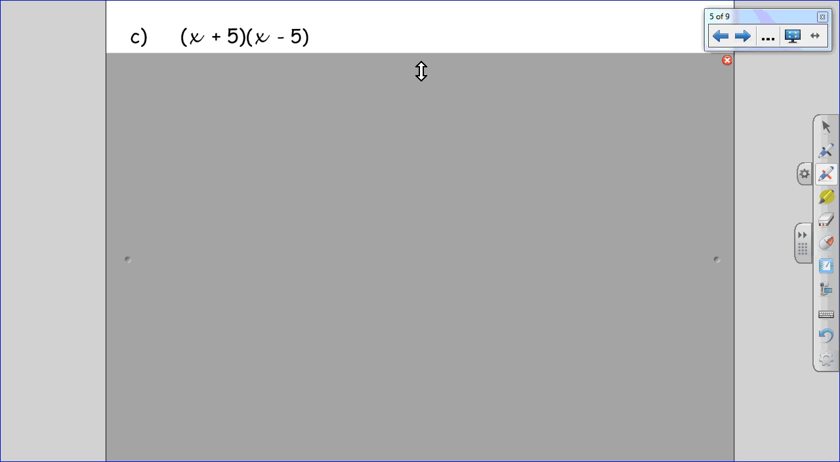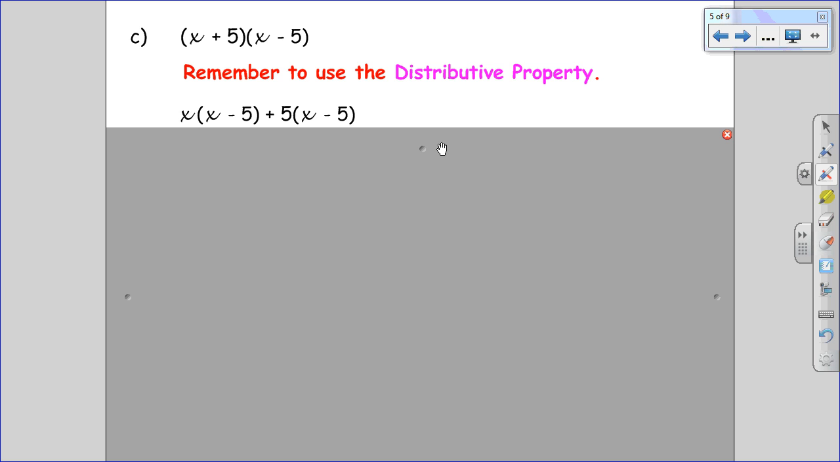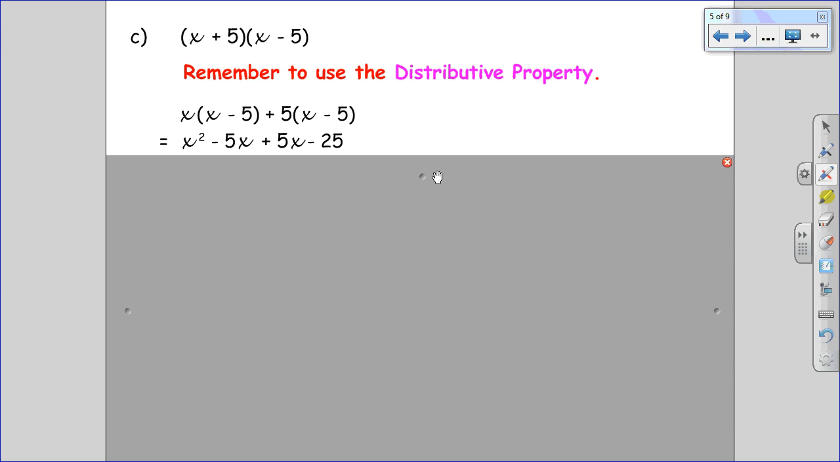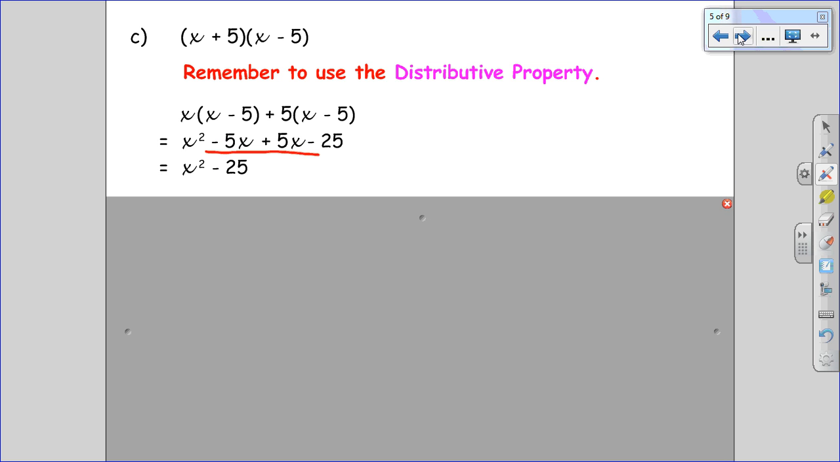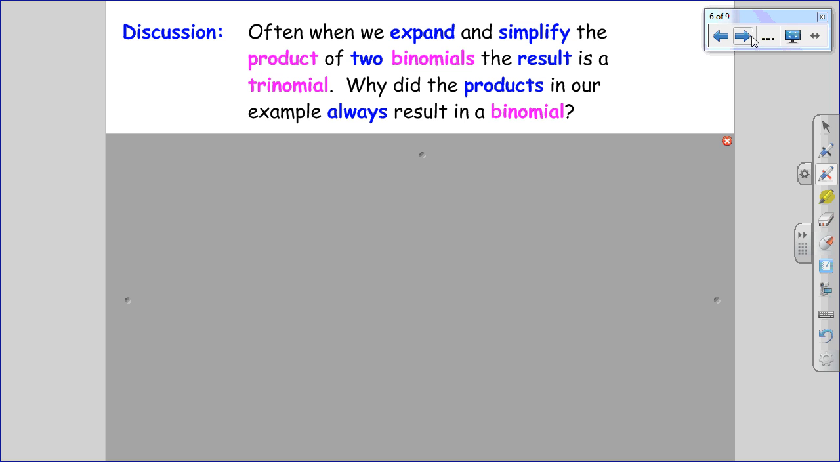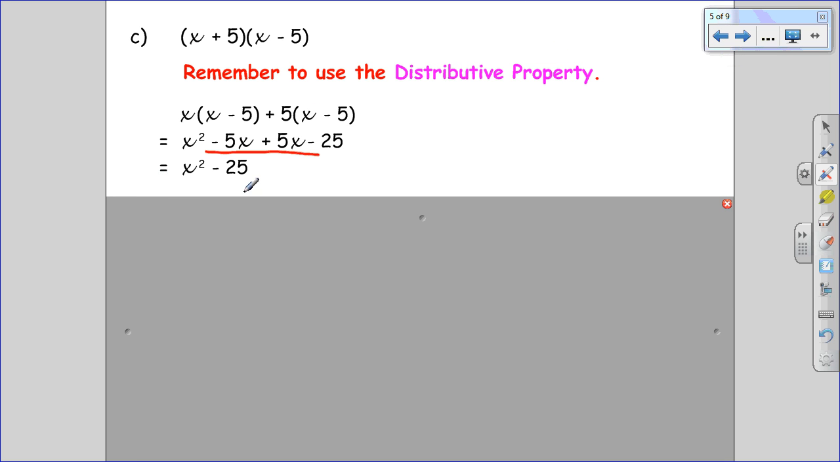X plus 5, x minus 5. Again, the same process. We need to distribute x times x minus 5 and the 5 times x minus 5. We're left with x squared minus 5x plus 5x, subtract 25. Now, often, when we expand and simplify two binomials, the result is a trinomial. And why didn't that happen? Why did we get a binomial each time?